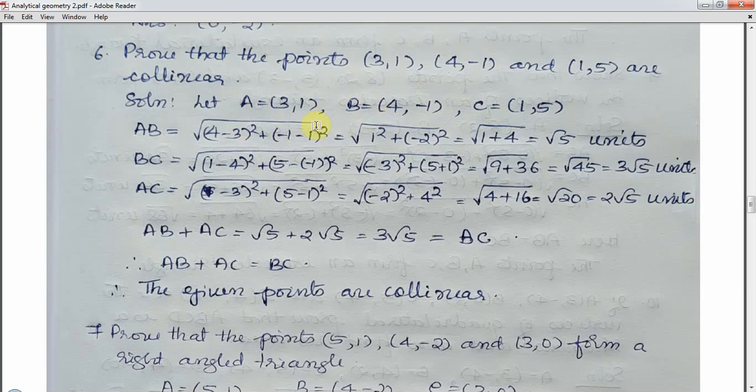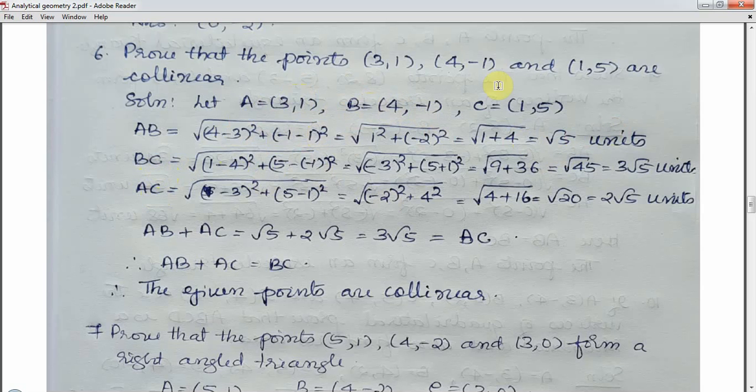I can do this as AB plus BC equal to AC, and it is collinear. Otherwise, if I get AB plus AC equal to BC, that is also collinear. But the sum of two distances must be equal to the third one, any two distances. So we will find all the possible distances. I have found AB, BC and AC. I think you can apply the distance formula because we have already revised many times now. Distance formula. AB means 4 minus 3 whole square plus minus 1 whole square, and take the square root.